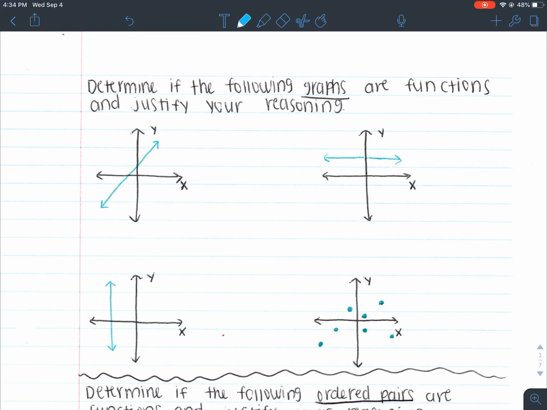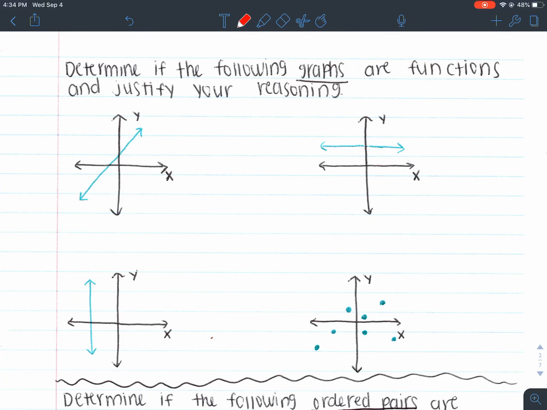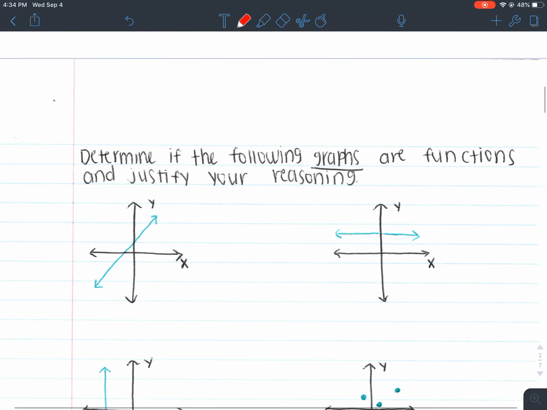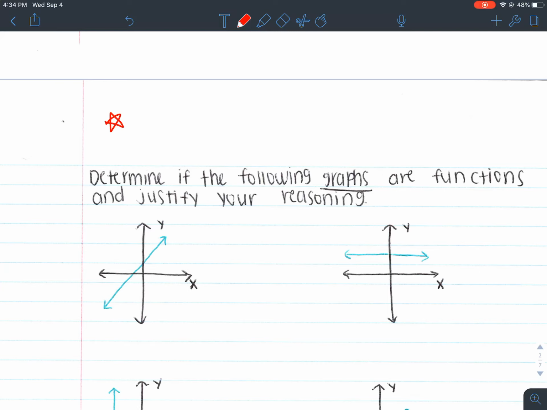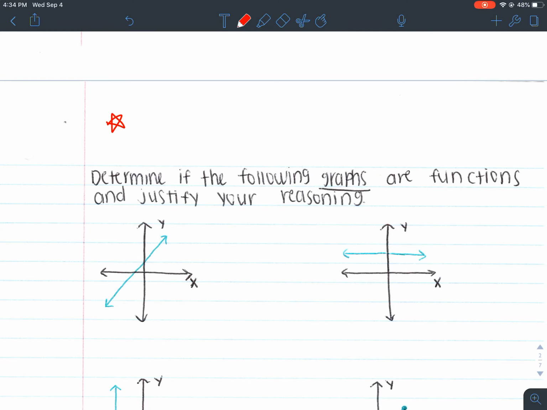The second representation is graphs. Determine if the following graphs are functions and justify your reasoning. The last one, we were looking for repeating x values. Here, we really want our graphs to pass a certain test. The other test was the x value test. This test is the vertical line test.